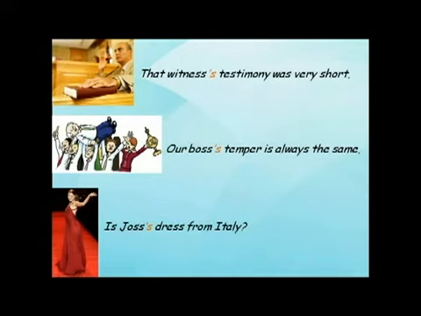Let's make a review in Spanish. First sentence. That witness's testimony was very short. El testimonio de ese testigo fue muy corto. Our boss's temper is always the same. El temperamento de nuestro jefe es siempre el mismo. Is Jose's dress from Italy? ¿El vestido de José es de Italia?